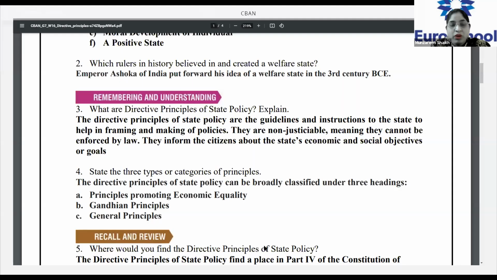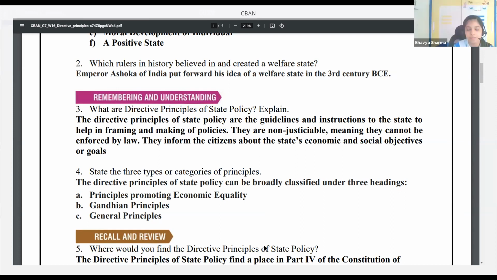Now, what are the directive principles of state policy? And you have to explain. So, we have already done the directive principles of state policy. What all things did you remember from that? Who will tell me? Gandhian principles. No, not Gandhian principle. I'm talking about the directive principles of state policy. What does that mean? You have to explain that.